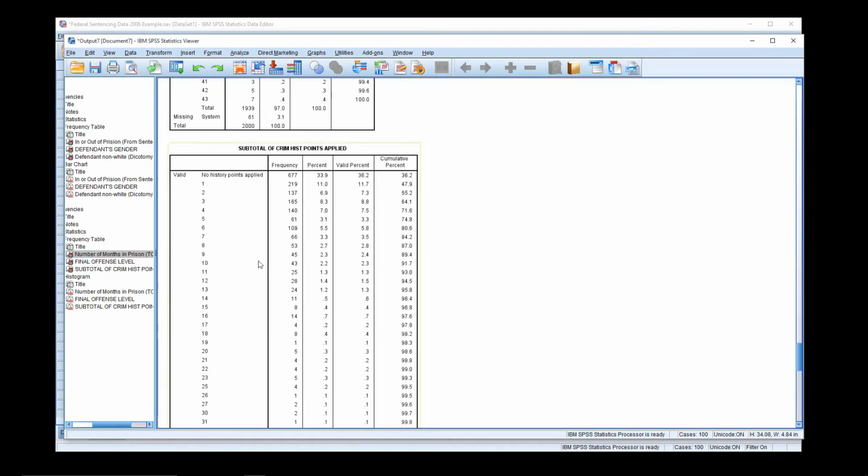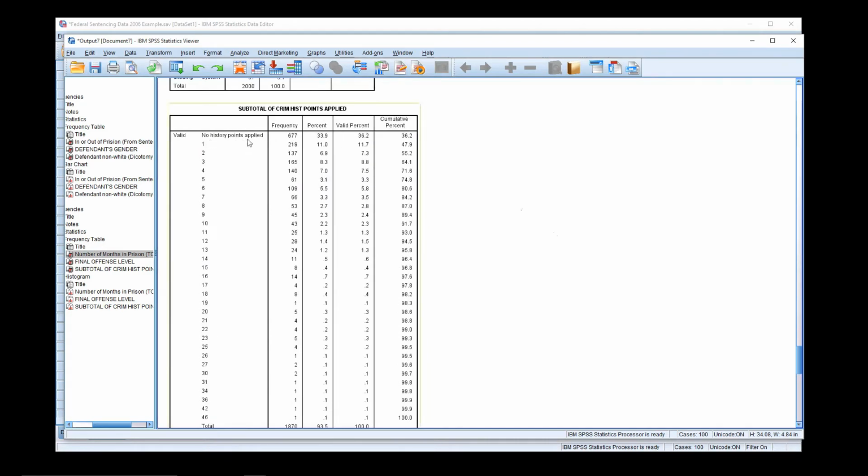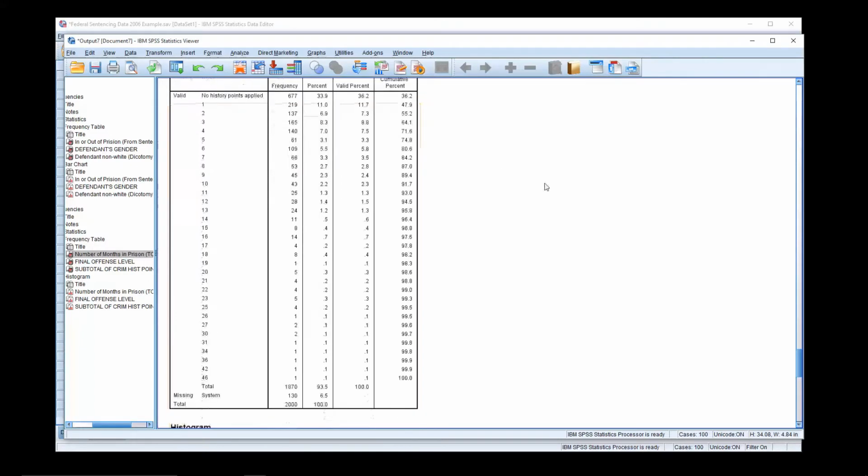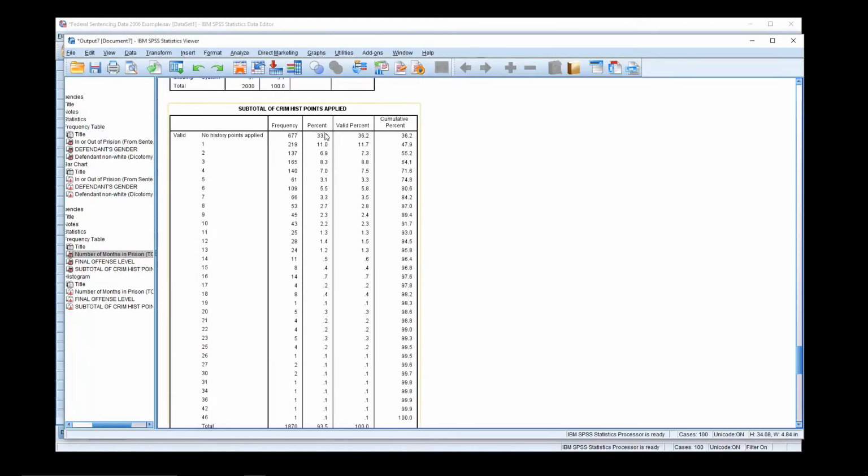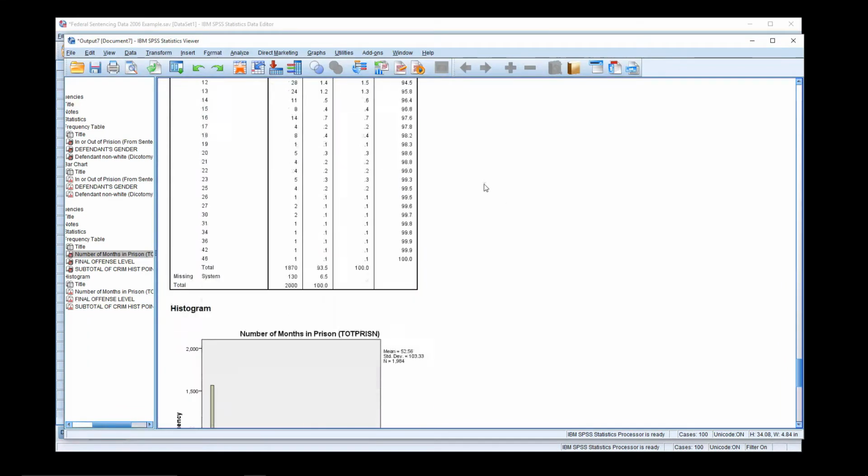And the same thing for criminal history points. It says no criminal history points here because we defined 0 as none applied. So that means there was 0 there. 33% of our sample, a lot of people with no criminal history. So we could almost create a dichotomous variable here if we wanted to study how people with no criminal history versus some criminal history differ, but for another analysis.